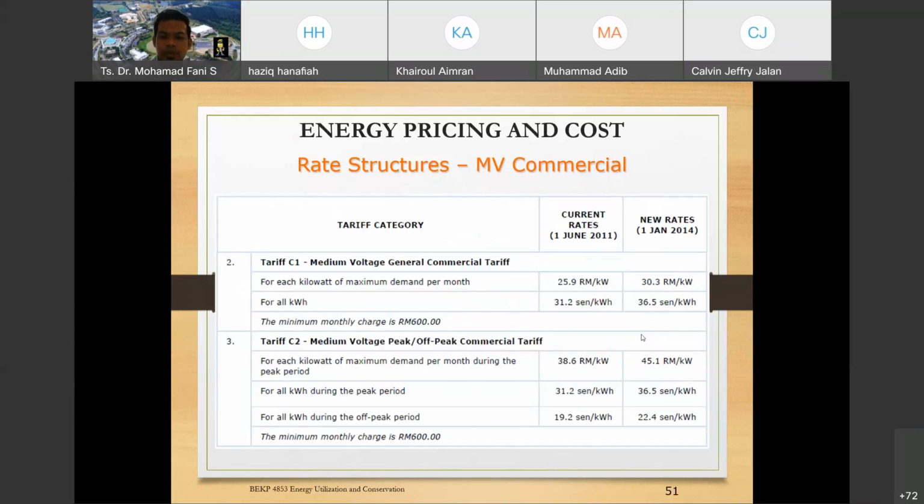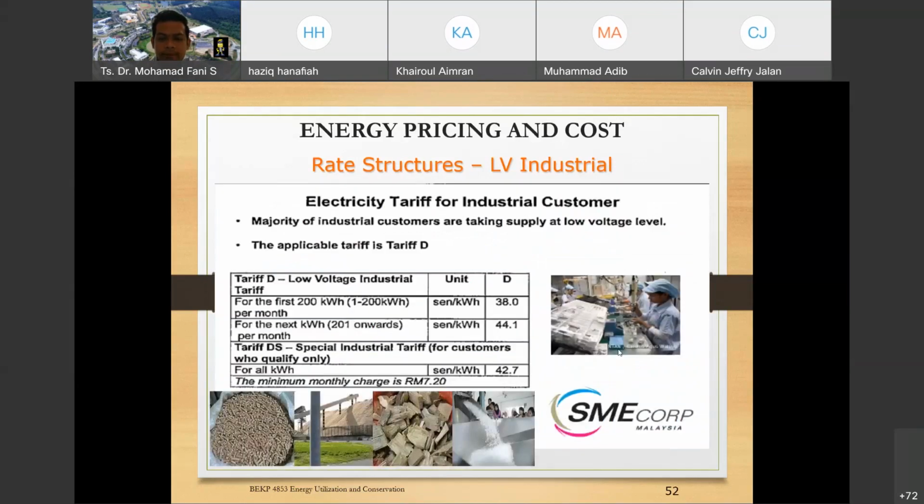You can refer here, C1 and C2. And D is for SMEs, the small and medium enterprises. They conventionally use D, for 415 volt, low voltage level, and it is also represented by a block tariff.